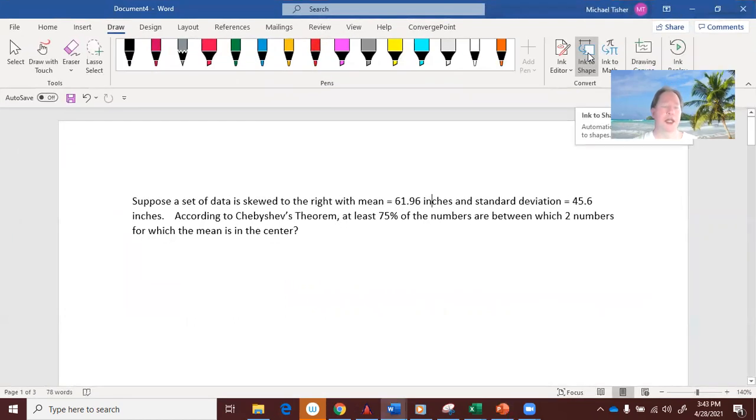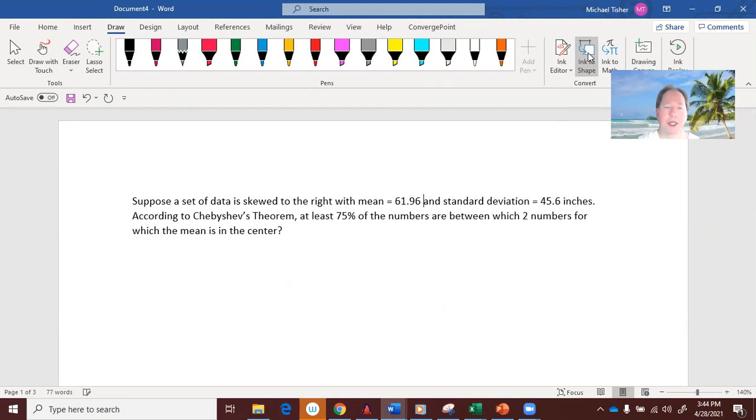Let's suppose that a set of data is skewed to the right with mean equal to 61.96 inches and standard deviation equals 45.6 inches. And let's not restrict it to inches. Let's just say we have some number 61.96 for the mean, and we have some number 45.6 for the standard deviation. According to Chebyshev's theorem, at least 75% of the numbers are between which two numbers for which the mean is the center? Well, if we just focus on those specific cases, we just want to find which case is for at least 75%.